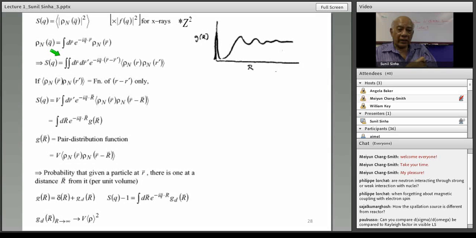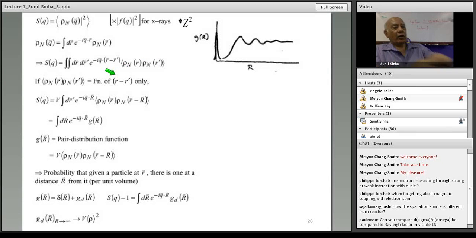Now you notice that this average is called a correlation function. It essentially relates the probability that you have density at r to the probability that you have density at r prime. So it's a pair correlation function. It's sometimes called the density-density correlation function. And the Fourier transform of that average is what we measure in this scattering experiment for S of Q. Now, if you've got a system like a glass or a liquid, then in general, because of translational invariance, this average doesn't depend on the individual positions r and r prime, but just on the distance between them.